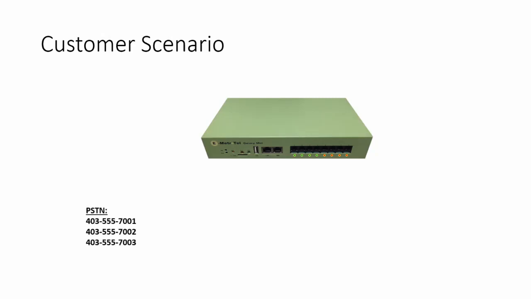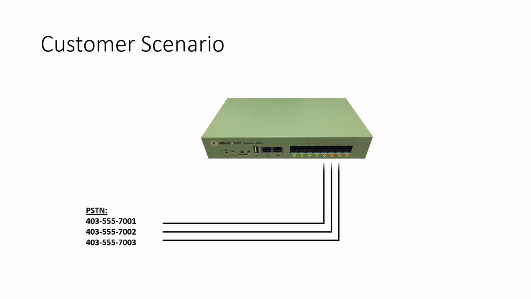This customer has 3 PSTN lines, 7001, 7002, 7003. They're connected to ports 5, 6, and 7 on the front panel, and we'll refer to them as lines 1, 2, and 3.